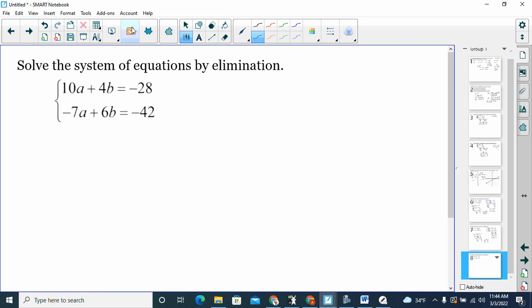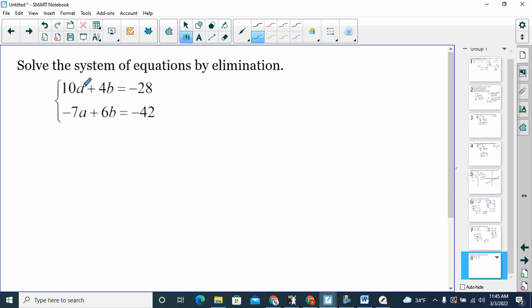We're going to do one more of these. 10a plus 4b equals negative 28. And negative 7a plus 6b equals negative 42. Again, I can't add them together right away. It'd be nice if you could. I would always check that first, though.